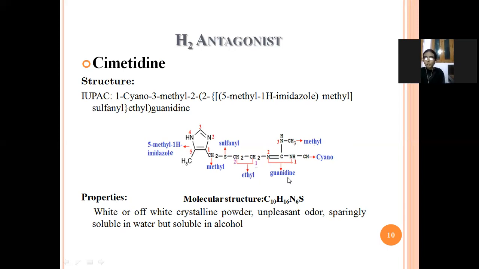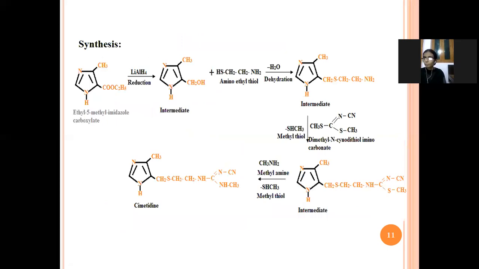So this is the IUPAC name and structure, and properties are it is a white or off-white crystalline powder, unpleasant odor, sparingly soluble in water, but it is insoluble in alcohol. So if you see the synthesis, the starting material is ethyl 5-methyl imidazole carboxylate. So this is the structure of the imidazole.